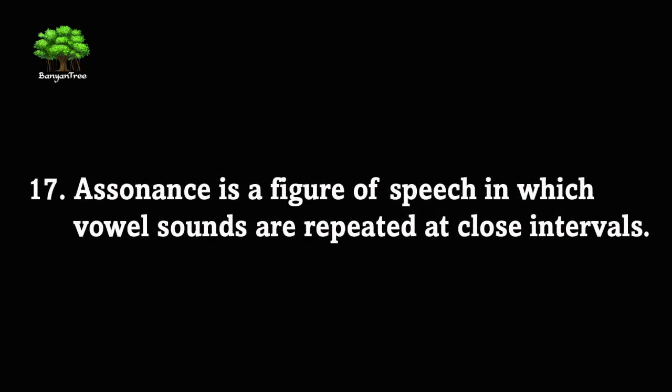Assonance is a figure of speech in which vowel sounds are repeated at close intervals. A very fine example of assonance is the opening line of the second stanza of The Bells by Edgar Allan Poe. The line goes thus: "Hear the mellow wedding bells. Hear the mellow wedding bells."